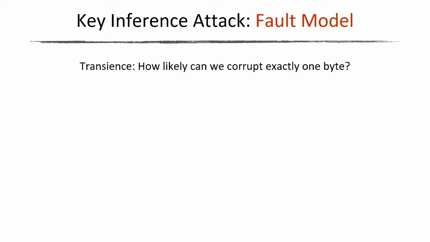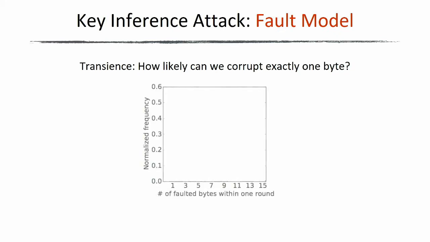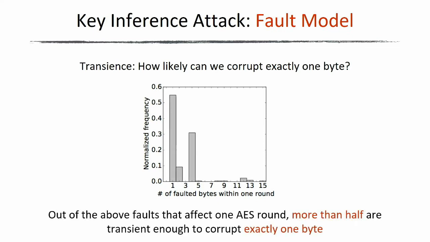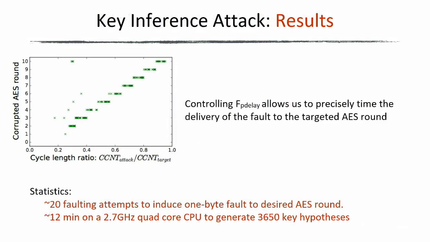And how likely can we actually corrupt exactly just one byte, the one that we want? So here we plot the frequency histogram of the number of corrupted bytes when we have one AES round that's being faulted. And here we see that out of the above faults that affect one round, more than half are actually transient enough to corrupt exactly one byte.